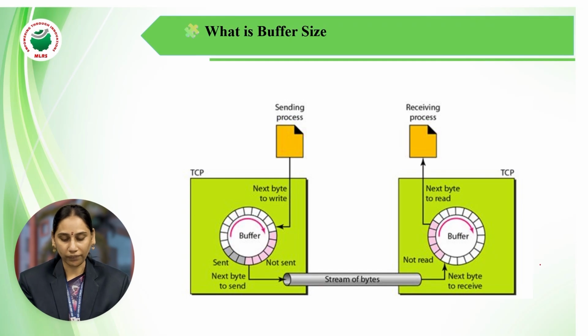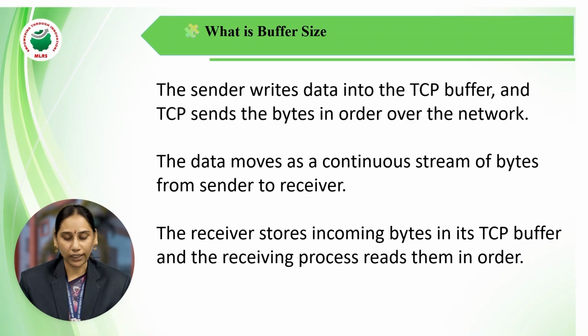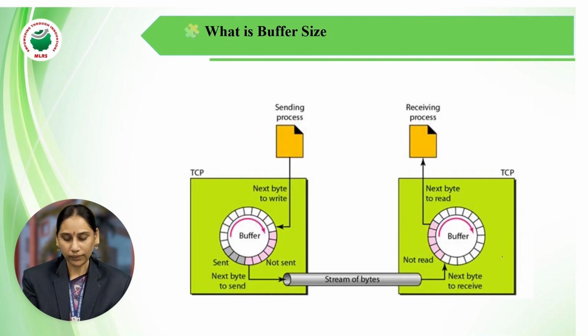Next, a diagram of buffer size. The sender writes data into the TCP buffer and TCP sends the bytes in order over the network. The data moves as a continuous stream of bytes from sender to receiver. The receiver stores incoming bytes in its TCP buffer and the receiving process reads them in order. Sending process, receiving process, stream of bytes.